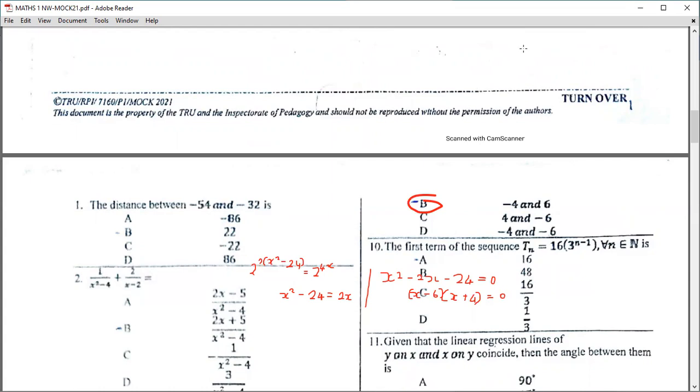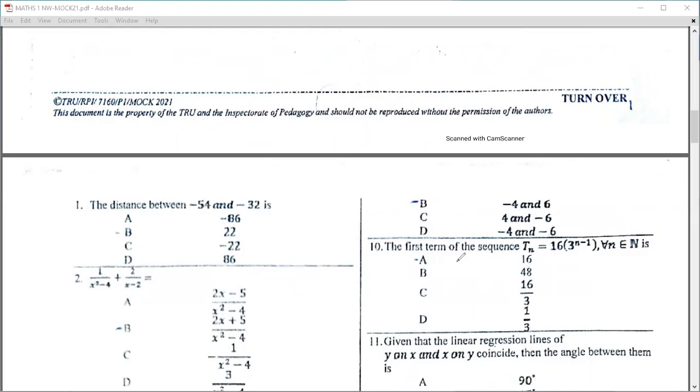All right, the next question reads, the first term of this sequence Tn equals 16 into 3 to the power n minus 1, for every n element of the set of natural numbers, is. So since it's a set of natural numbers, the first natural number is 0. So the first term will occur when n is equal to 0. So we'll have 16 into 3 to the power 0 minus 1, that is 16 into 3 to the power minus 1, which is just equal to 16 on 3. Do we have 16 on 3? So the answer here is C.